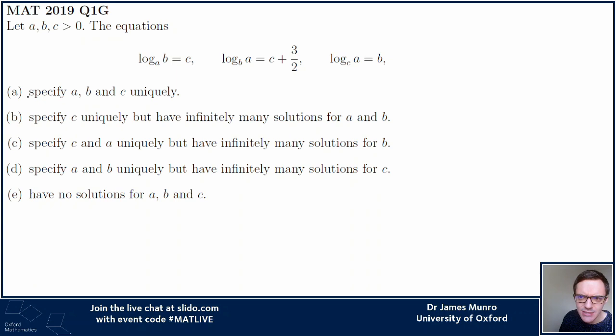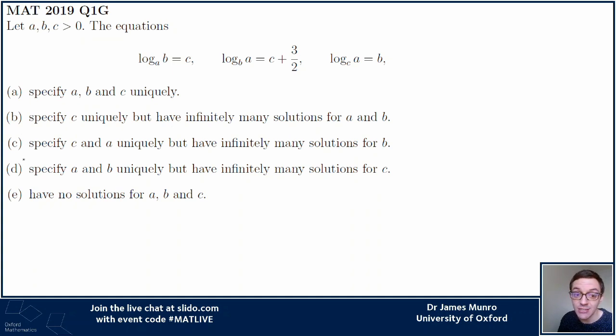Option A says that the equations specify A, B, and C uniquely. That would be the case if we solved these equations and got out a solution, like A equals 1/2, B equals 3, C is the only root of x cubed minus 300x is 3000, that would be a unique solution. But it might be the case that these equations don't have a unique solution. You've seen this before for things like quadratic equations where there's more than one solution.